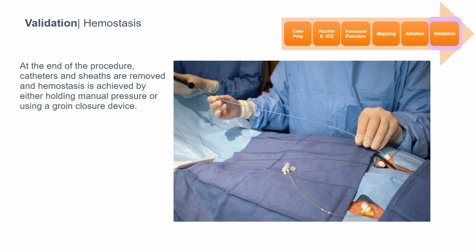After catheters and sheaths are removed from the patient, hemostasis is achieved. Some institutions may use groin closure devices, whereas others may hold manual pressure. This varies from provider to provider and can also be dependent on the patient's medical history. Communicating with the provider about their choice for hemostasis can guide medication delivery and sedation levels as the patient begins to wake up from anesthesia.